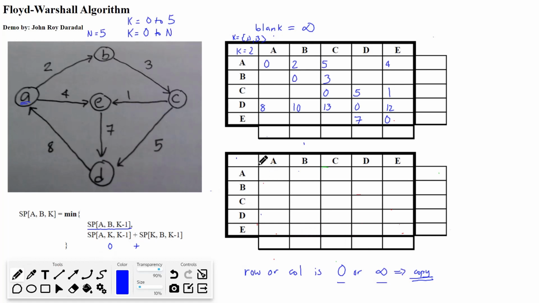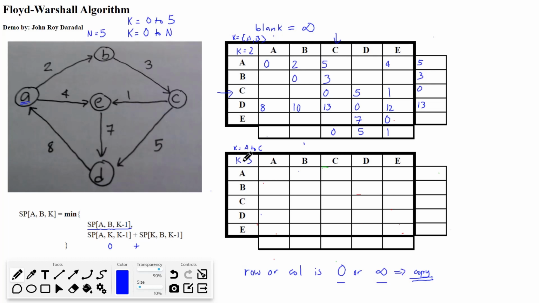Okay. So next is for k is equal to 3. So this is for k from A to C. Since we're now looking at k is equal to 3, we'll be looking at row C and column C. So we'll copy that here. So this would be 0, 5, 1 and 5, 3, 0, 13, and then blank.